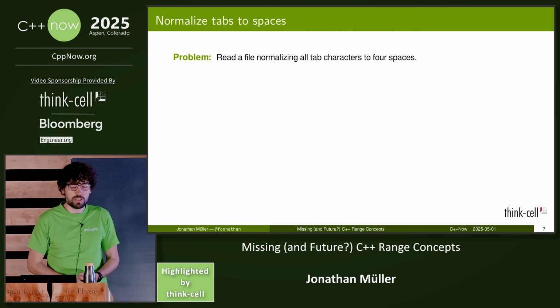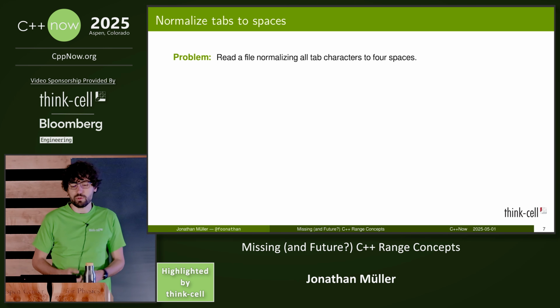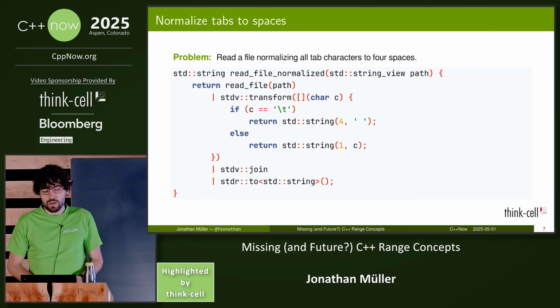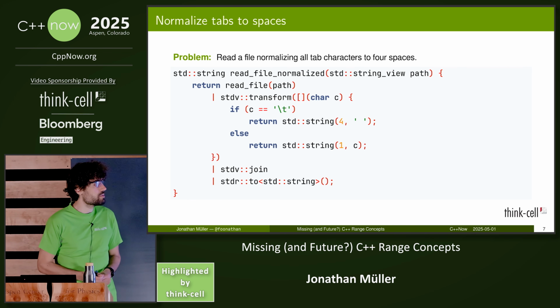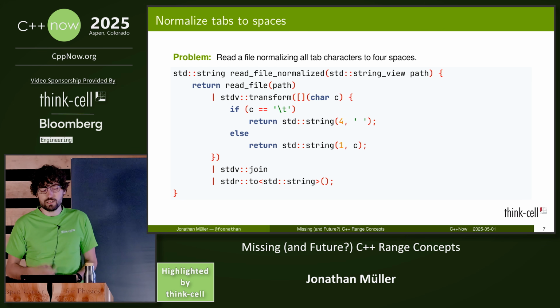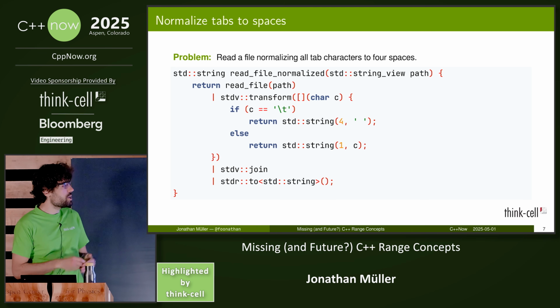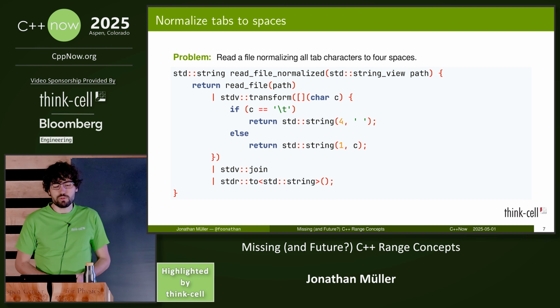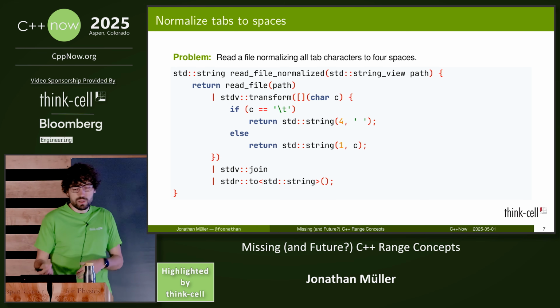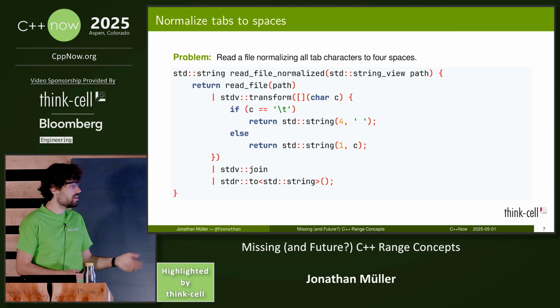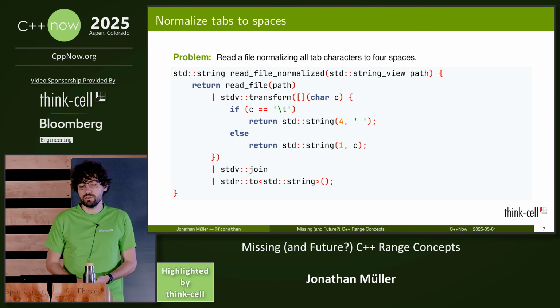The first problem is we want to read a file, and we want to normalize all tab characters to 4 spaces. This can be done pretty straightforwardly using range code. We've got our read file normalize function, which takes a path. We then read the file, which gives us a range over all the characters. We transform each character. If it's a tab, we return a string consisting of 4 spaces. Otherwise, we return a string leaving it unchanged. Because those are small strings, they fit in the buffer, so this doesn't do any memory allocation. Now we've got a range of strings, but we want a range of characters, so we join it into a single range, and then turn that all into a string.